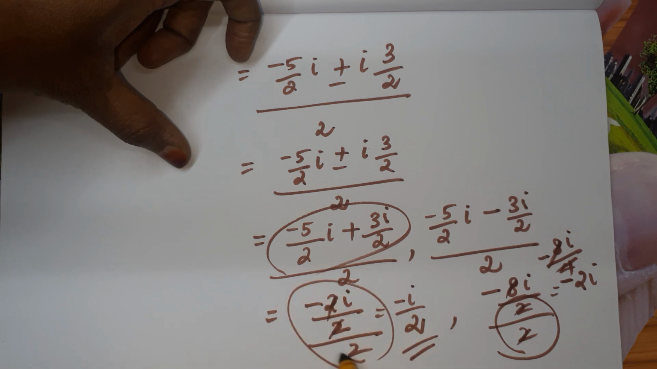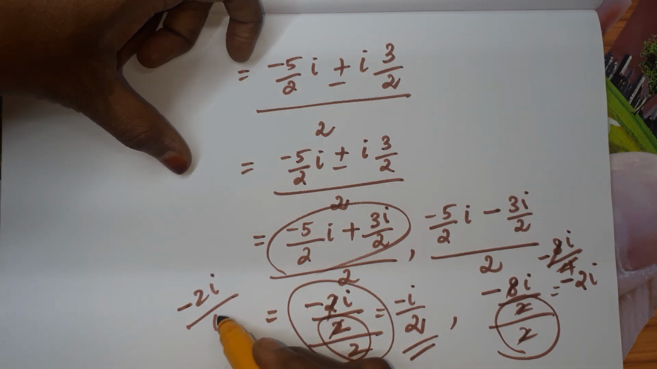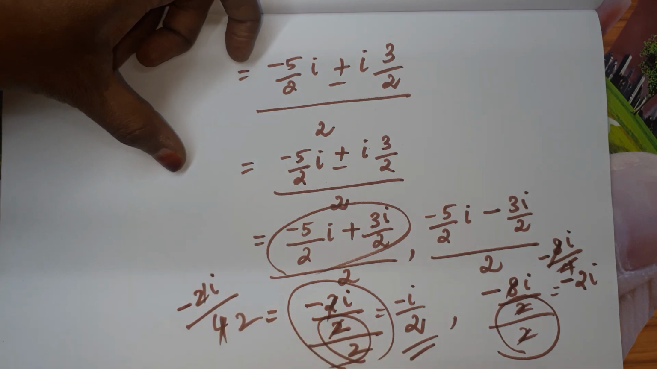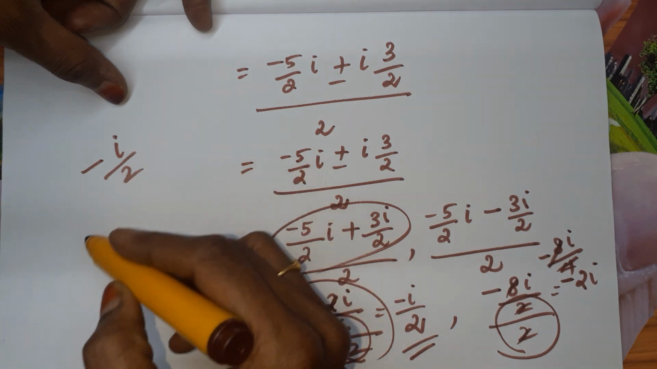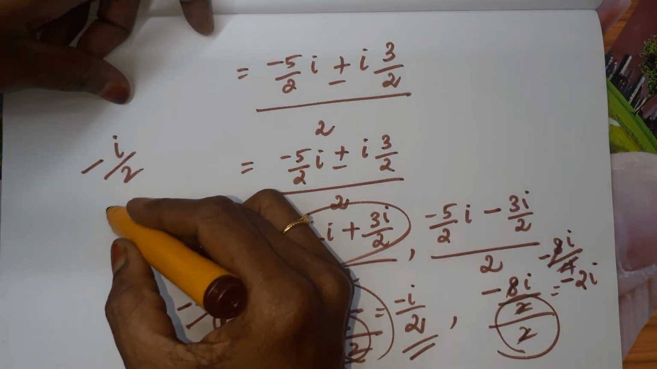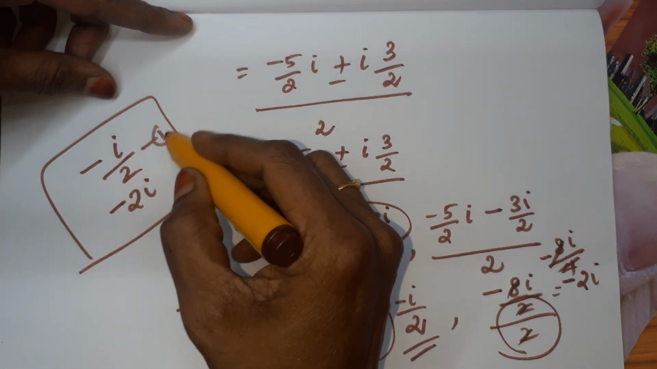Similarly, this one, both 2's are in the denominator. So minus 2I by 4. So 2 will come in the denominator. So we are getting the poles minus I by 2, number 1. And this is minus 2I, number 2. So these are the poles.